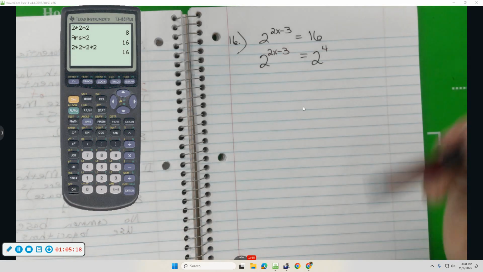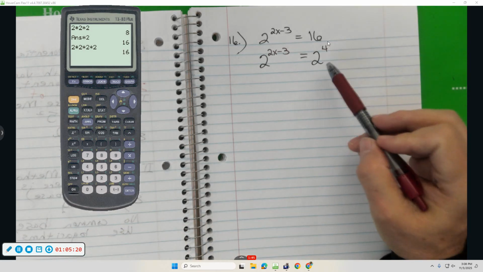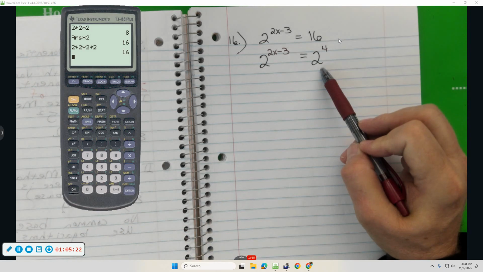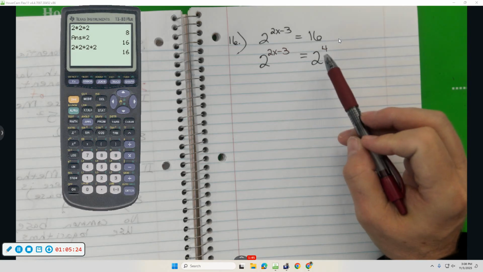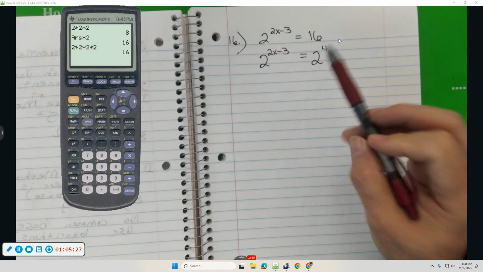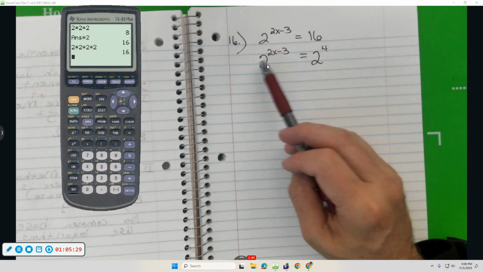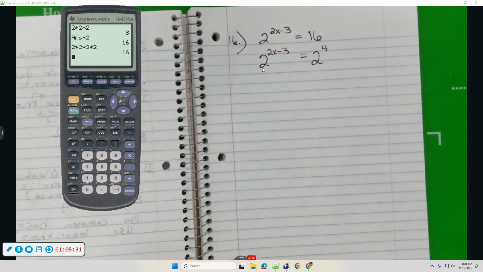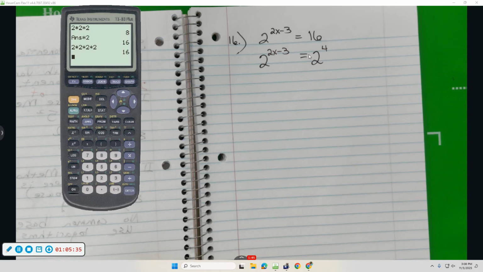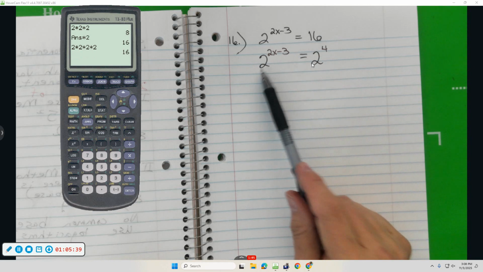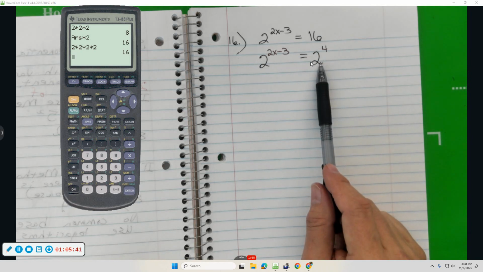You say, well, suppose that hadn't been a 16. Suppose it had been a 15. Then this method doesn't work. The problems have to be set up in a way so that you can get a common base. And that is not really as restrictive as you might think, since so many real life applications of exponential equations have a common base.